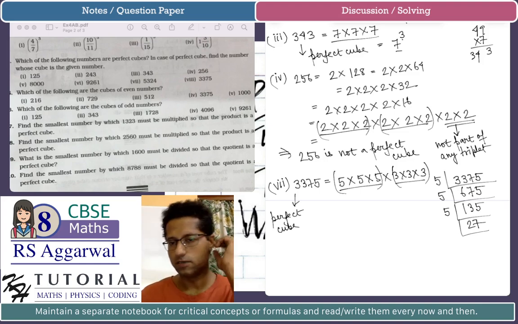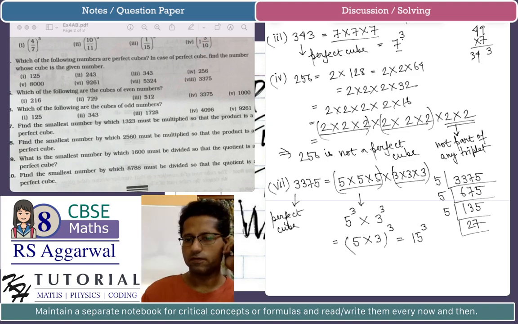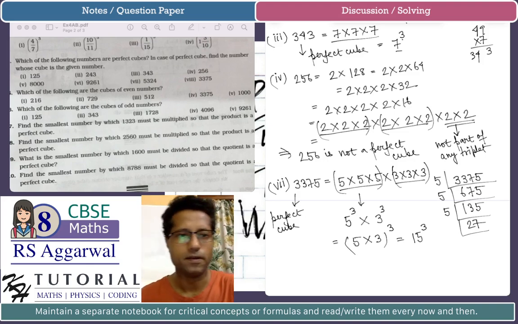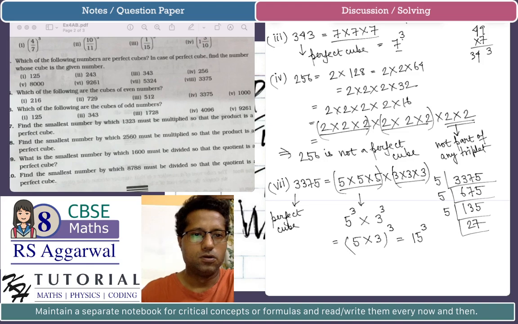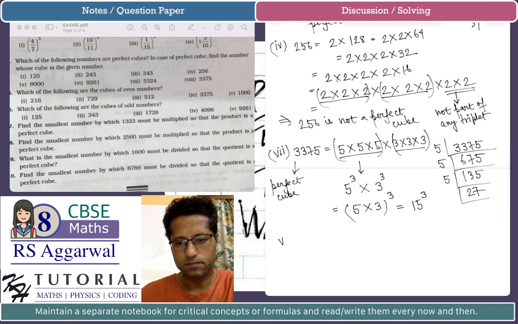So what is the number whose cube is 3375? The first triplet can be expressed as 5 cube, and the second triplet can be expressed as 3 cube. So this is equal to 5 multiplied by 3 whole cube. This is equal to 15 cube. So the number 3375 is the cube of the number 15.